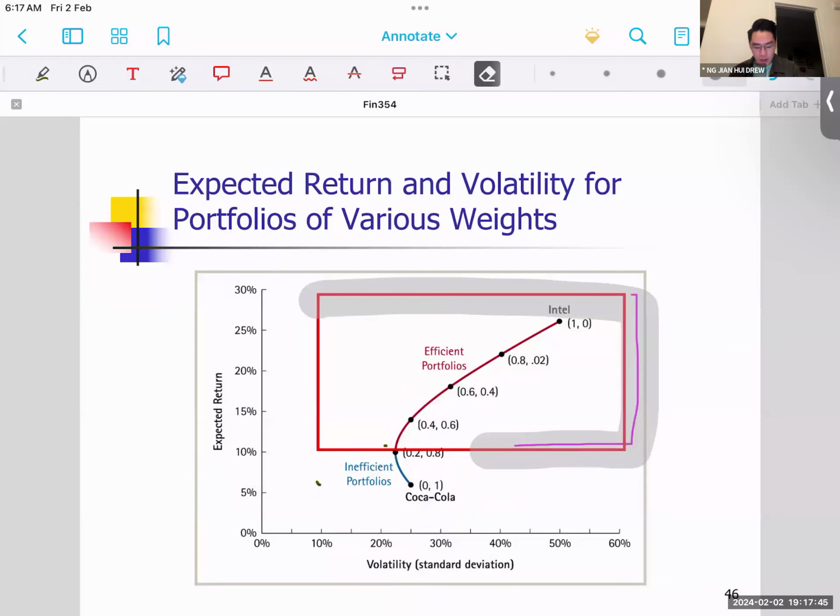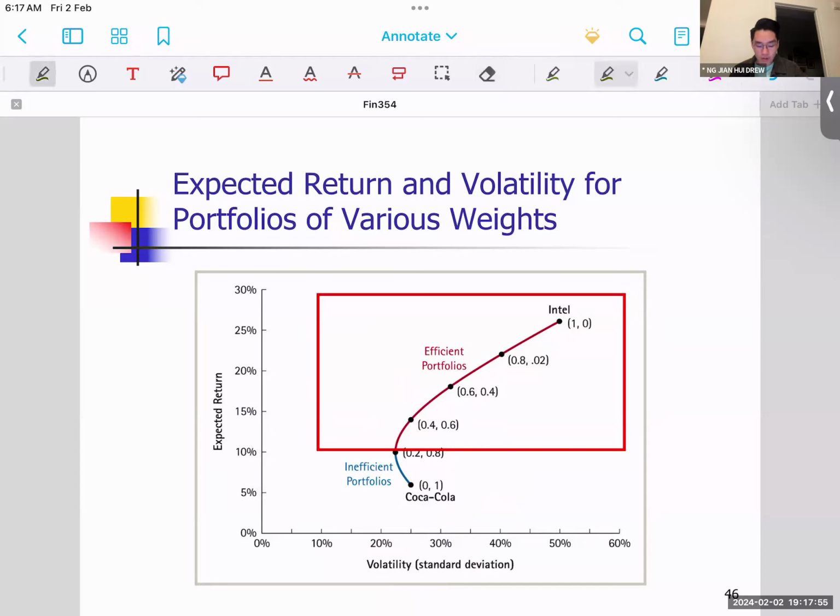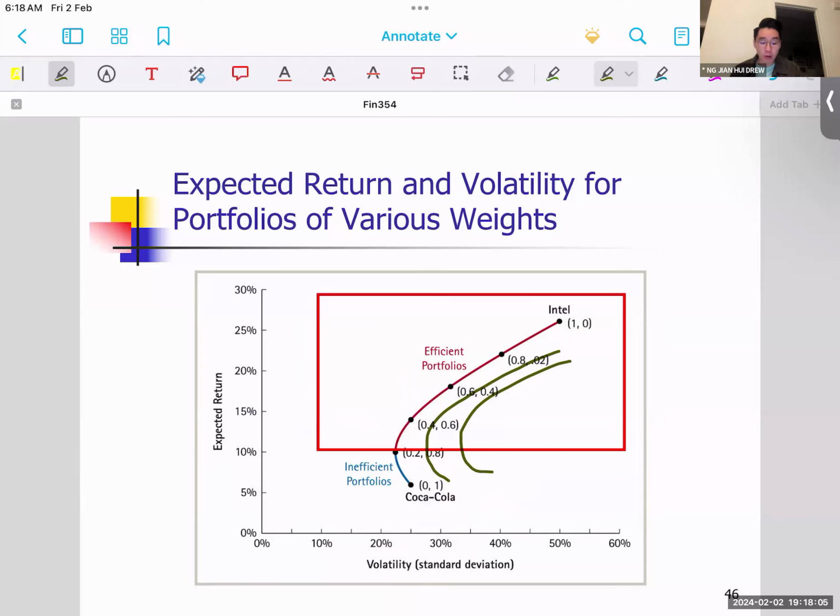All right, so basically, what's interesting is that every time you create portfolios with different weights, they will all create this kind of pattern. So it's not only Intel and Coca-Cola that will give this pattern. All portfolios will give this pattern, and that's why it becomes modern portfolio theory. It becomes a theory now, right?